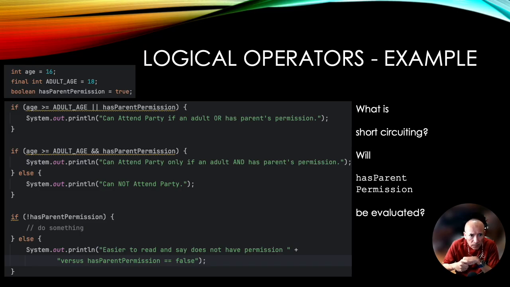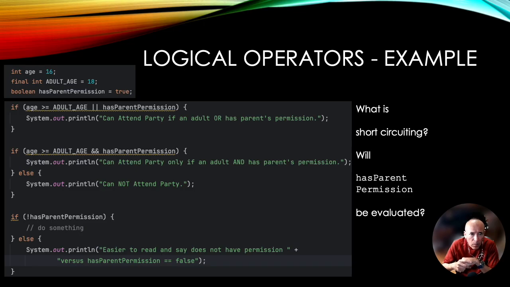In the second one, it's an and condition. I need to be both equal to or greater than 18 and have my parents' permission to do whatever I need to do at this party. That's got to be some party, because regardless of how old you are, you need your parents' permission. Seems kind of wacky, but you get the point in terms of ands. The third one is not. So if you don't have the parent permission, then do something.